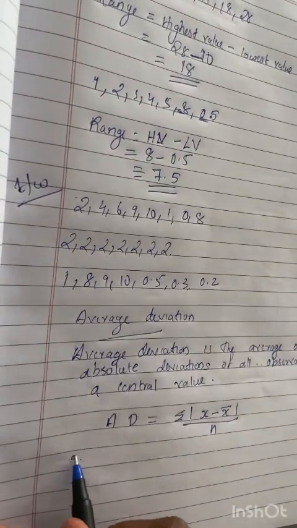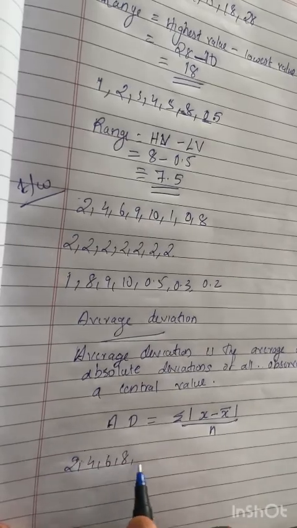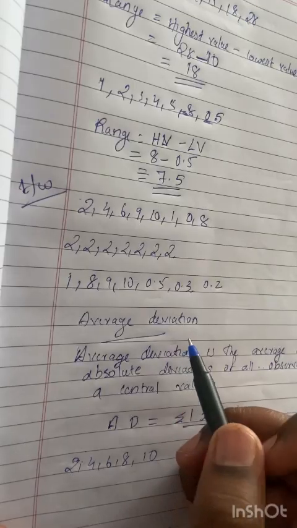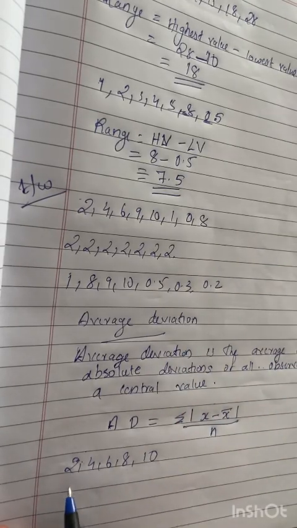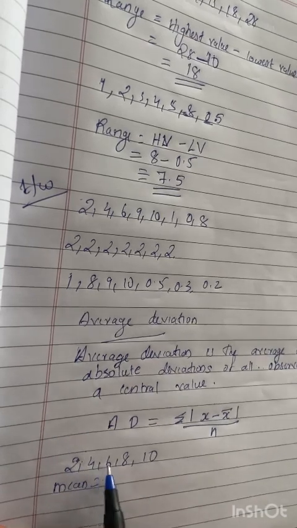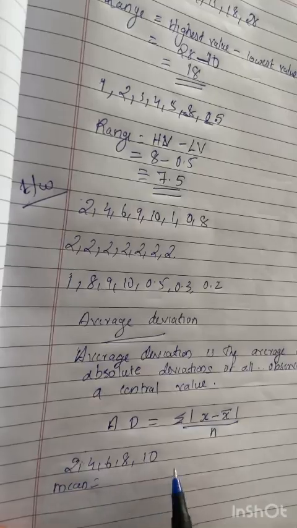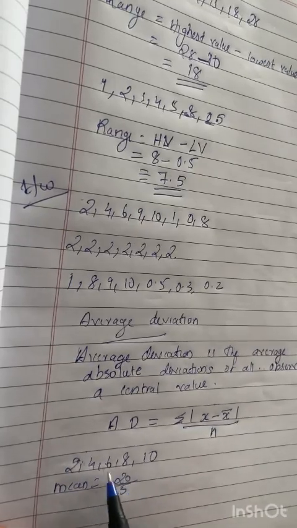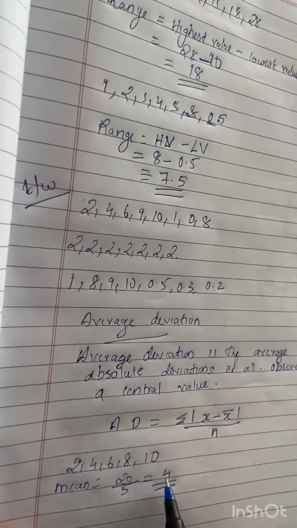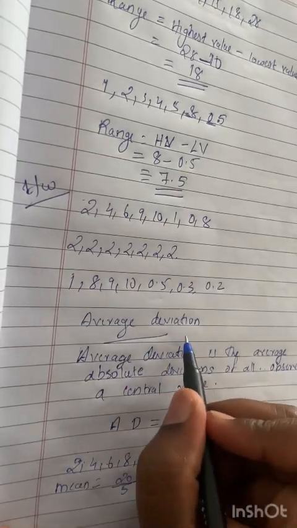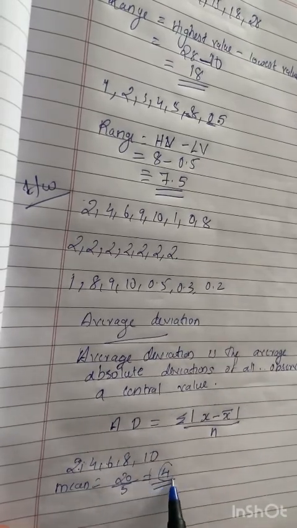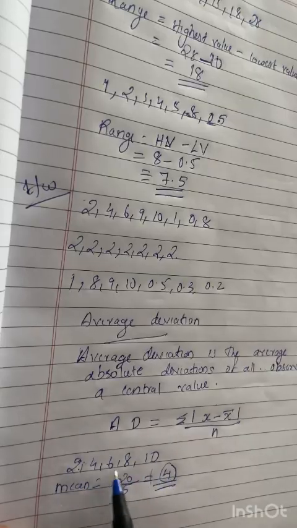So we'll take one data set: 2, 4, 6, 8, 10. What is the meaning of average deviation? First we will find the average of this. Average is nothing but mean. Mean is 2 plus 4 is 6, 6 plus 6 is 12, 20 divided by 5, which is nothing but 4. So we got the mean value as 4. What average deviation says is how much each value is deviated from this mean, how much each value is different from this mean.